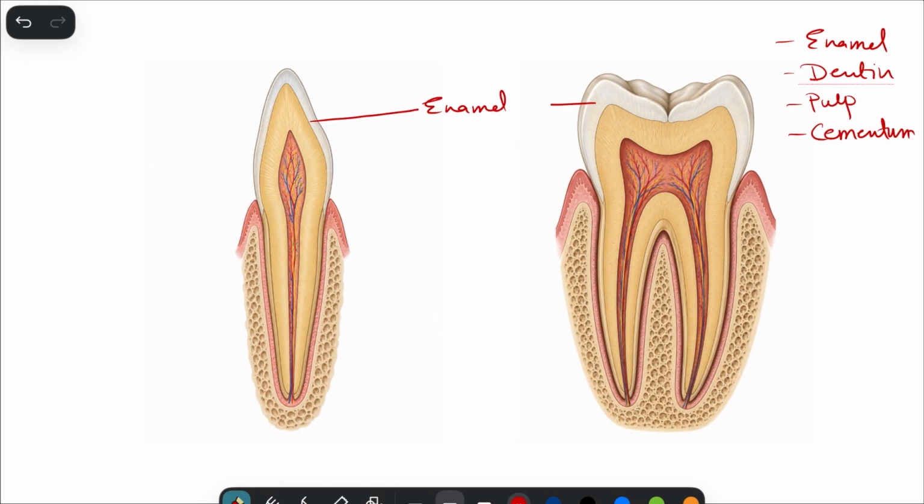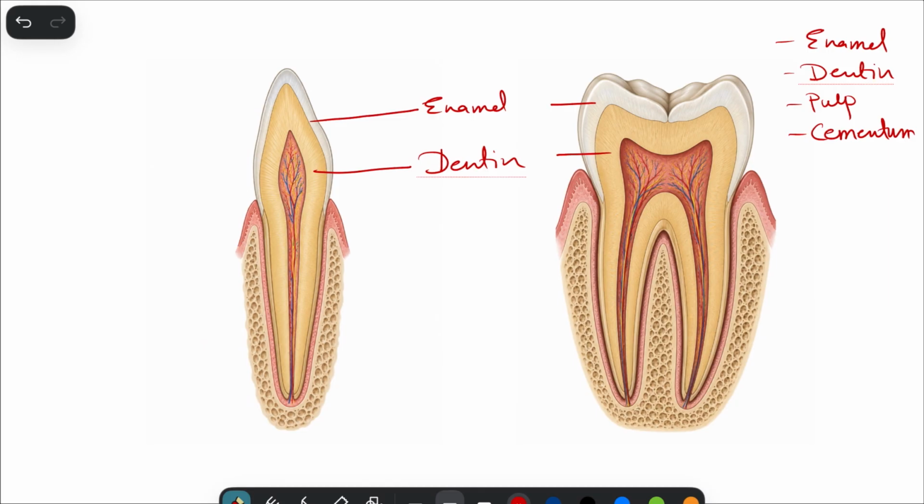Functions of enamel are: it protects the tooth from mechanical forces and wear and tear. Now, the layer under the enamel is our dentin. It is a little bit yellowish in color. It is less hard than enamel, sensitive, and contains dentinal tubules. Its function is it supports enamel, protects pulp, and transmits stimuli.